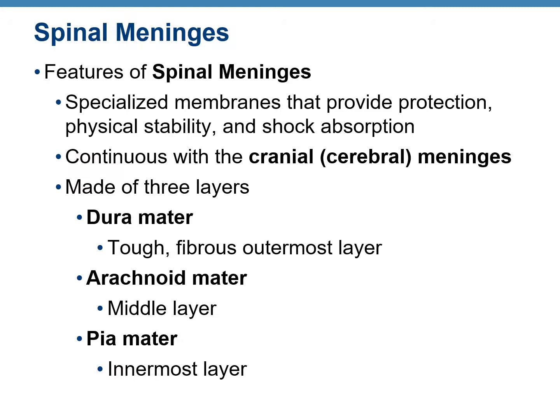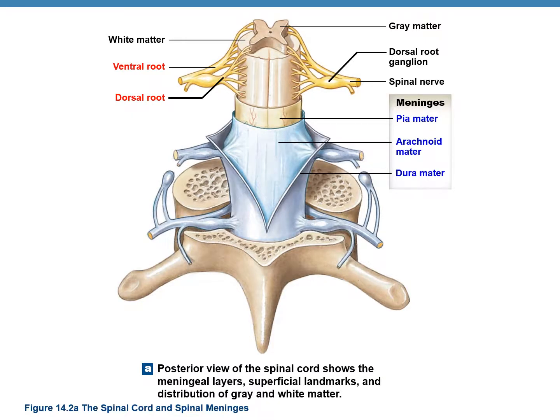Just like the meninges or membranes in the brain, the spinal cord also has spinal meninges, which are membranes, and the function of the meninges is to provide protection, stability, and to absorb shock. The spinal meninges are continuous with the cranial or the cerebral meninges. They have 3 layers: the dura mater, which is outermost, arachnoid mater, which is middle layer, and pia mater, which is innermost. This figure shows the 3 meninges around the spinal cord.